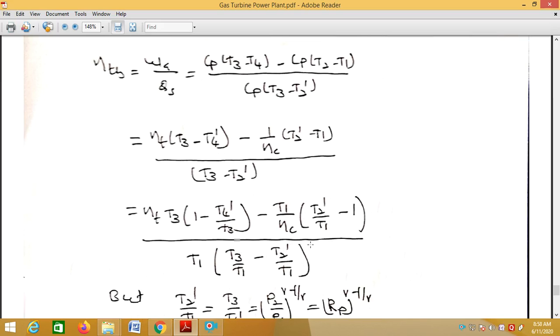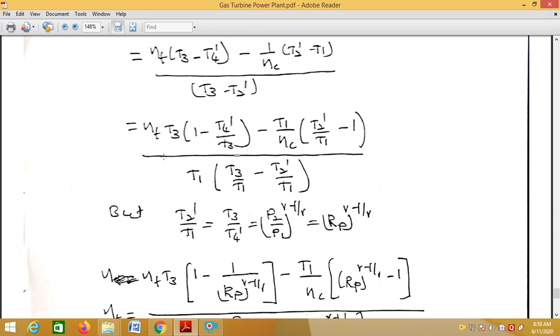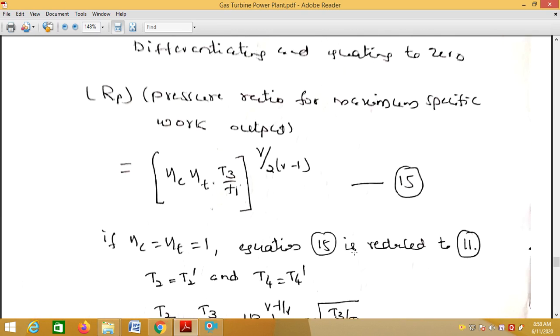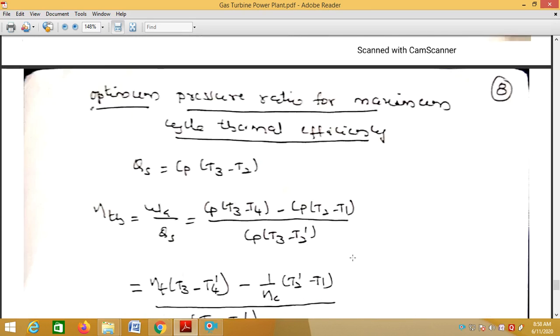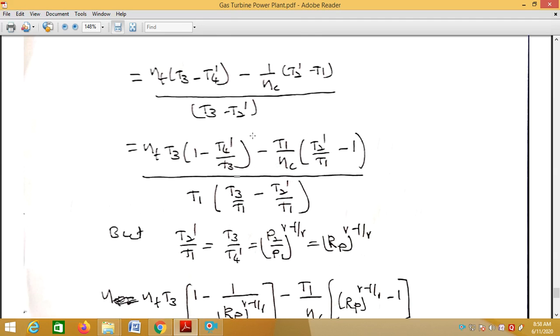Considering the compressor, we have already derived the actual net work output from the gas turbine cycle. It is eta T T3 into bracket 1 minus 1 by Rp raised to gamma minus 1 by gamma, minus T1 by eta C into bracket Rp raised to gamma minus 1 by gamma minus 1. It is equation number 14. Equation 14 is reproduced here, and only T3 minus T2 dash is the denominator.